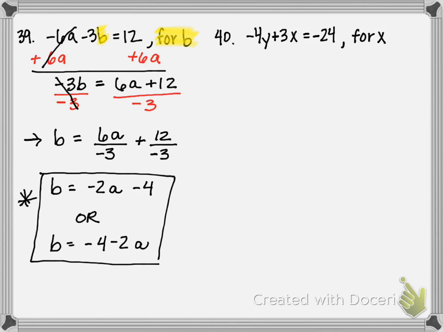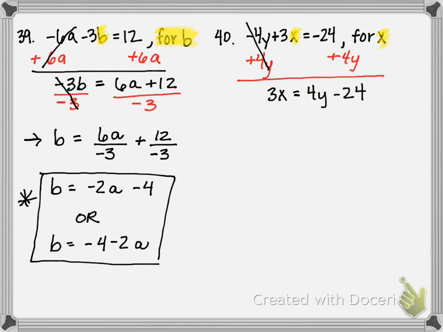So number 40 is actually really similar. We have negative 4y plus 3x equals negative 24. We are solving for our x. So our x is right here. So the first thing we'd want to get rid of is the negative 4y. So to get rid of the negative 4y, we will add 4y. And if I add to one side, I've got to come over here and add it to the right side. Okay, so we're going to have these guys cancel. We're left with our 3x equals negative 24 plus 4y. Again, not like terms, so it's just going to come down as 4y minus 24.